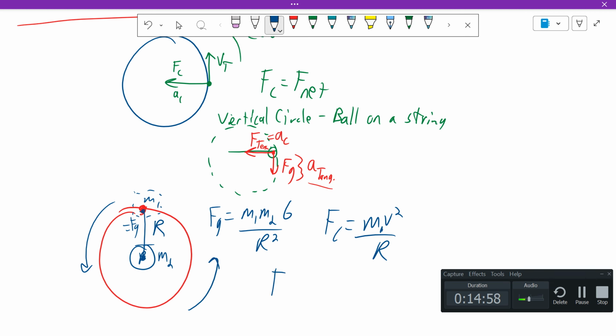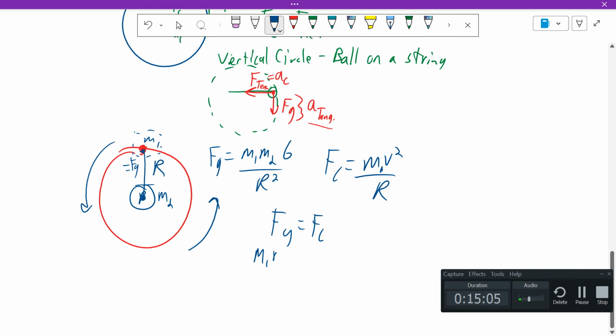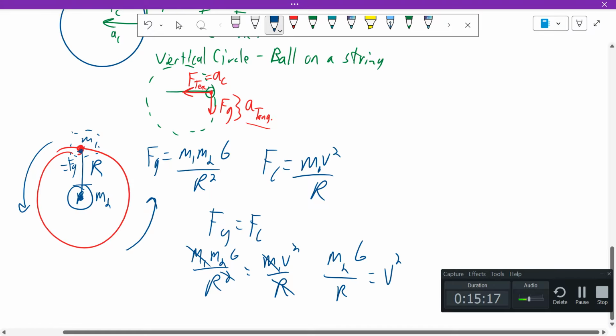Be comfortable with saying Fg is equal to Fc, relating them. I'll write it out down here: m1, m2, big G over r squared equal to m1 v squared over r. The m1's cancel, r's cancel, and you'd be left with m2 big G over r is equal to v squared. So if you need velocity, this is where it can pop out in orbit.